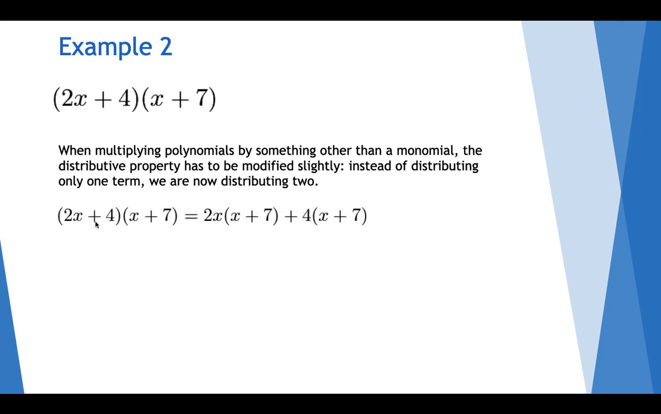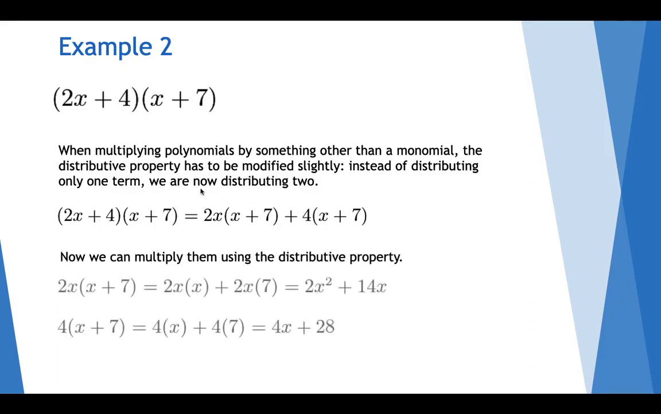So if we distribute this out, this first term, 2x plus 4, out to the x plus 7, we get 2x times x plus 7 plus 4 times x plus 7. This is just an adaptation of the distributive property. It's saying the same thing. Now, we can multiply these monomials individually using the distributive property and then add it up.